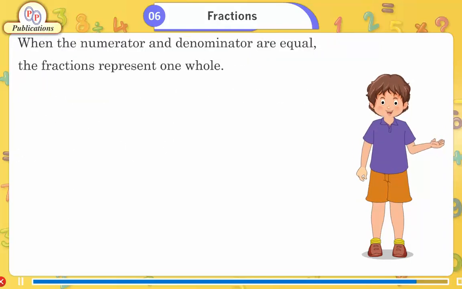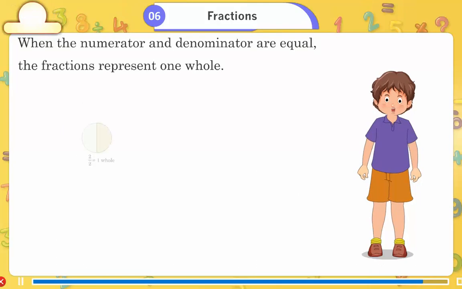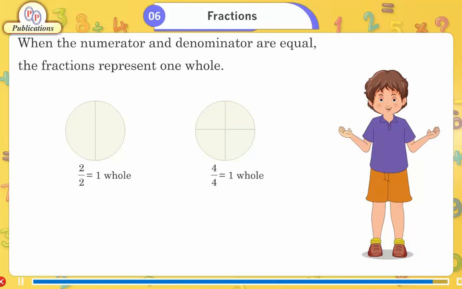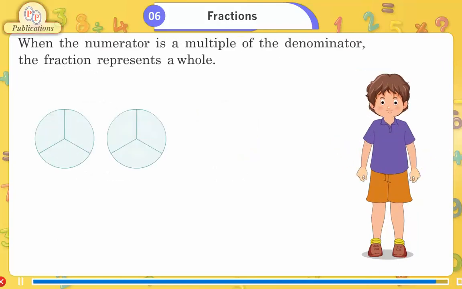When the numerator and denominator are equal, the fractions represent one whole. 2 upon 2 is equal to 1 whole. 4 upon 4 is equal to 1 whole. When the numerator is a multiple of the denominator, the fraction represents a whole. 9 upon 3 is equal to 3 whole.